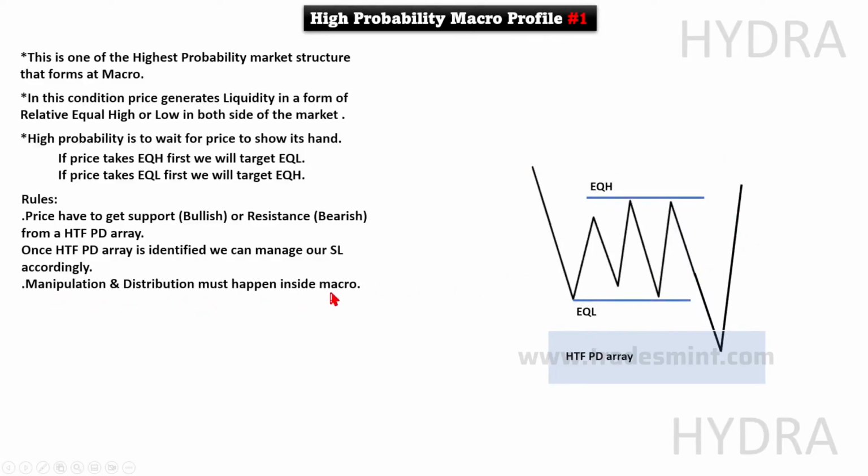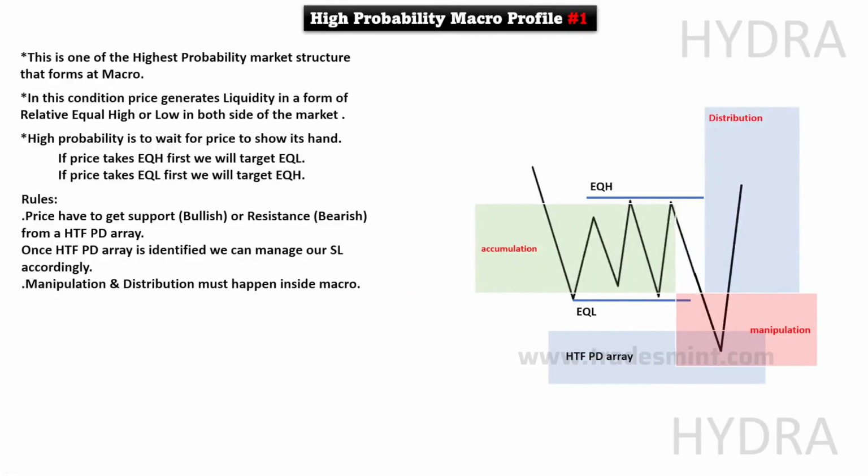Manipulation and distribution must happen inside macro. So this right here, when price is generating orders, when price is generating relative equal highs and relative equal lows, this is what happens outside macro. We are looking for this stop hunt to happen inside macro, and the distribution, price went up, cleared out the relative equal high. That's what we are looking to see inside macro as well.